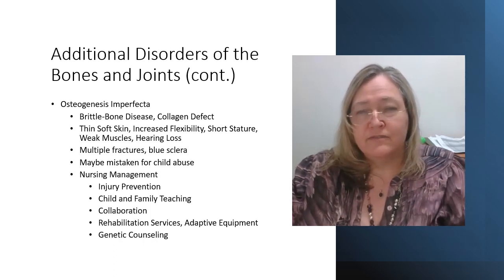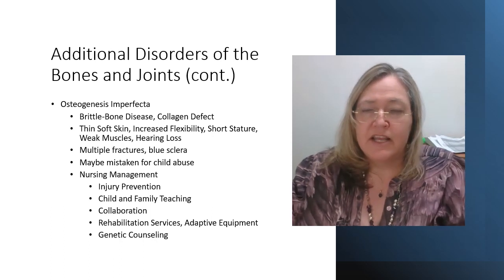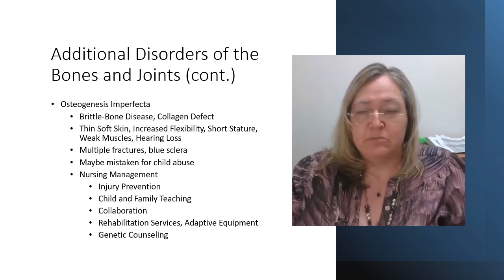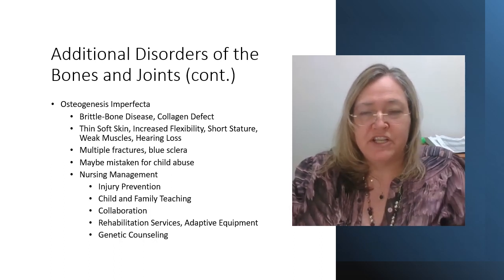And so parents can often be falsely accused of abuse with this. That's a key element to know about this. But along with the soft bones, this also presents with thin, soft skin, increased flexibility, short stature, weak muscles, and hearing loss. So you can also have a blue colored sclera. It's not bright blue, but blue tinged.